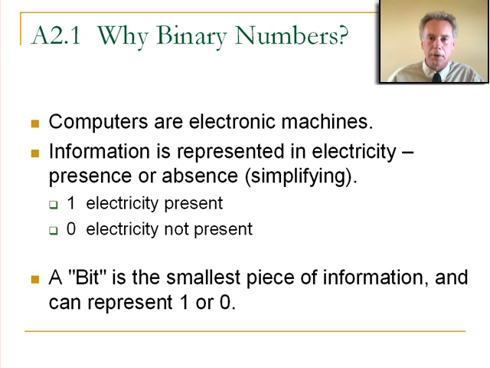We have in front of us electronic machines. They're either plugged in or they're running on a battery, and the information inside them is stored. You can think of it as being stored as electricity. So either electricity is present or absent, 1 or 0. And this smallest piece of information is known as a bit. A bit of information can only have 1 or 0 in it. These are the only possible values.